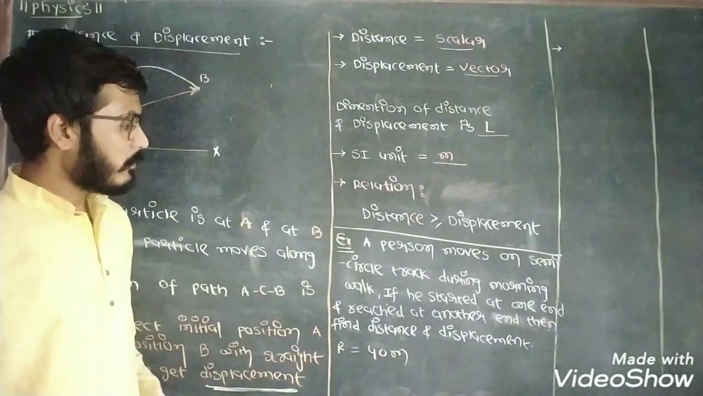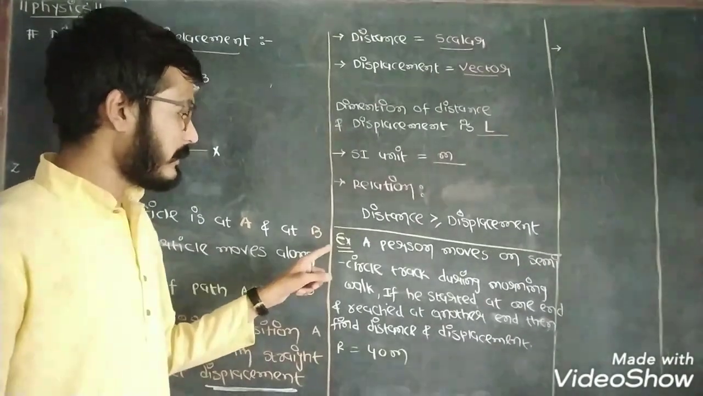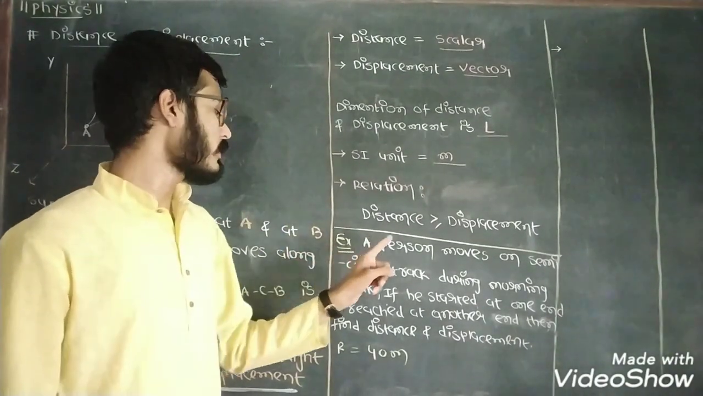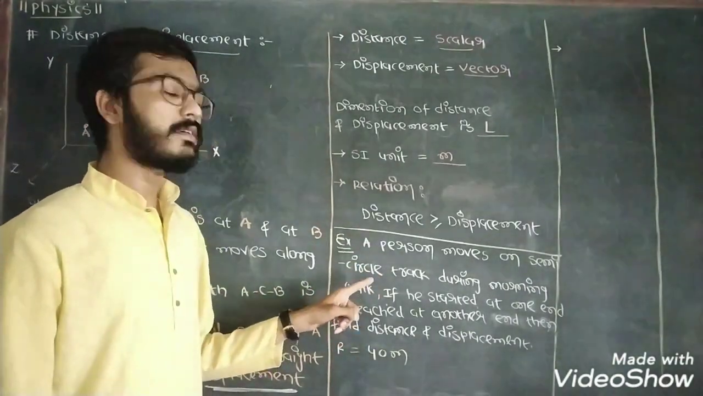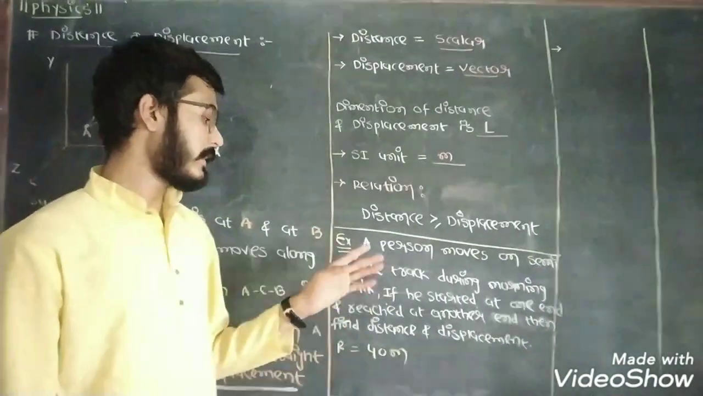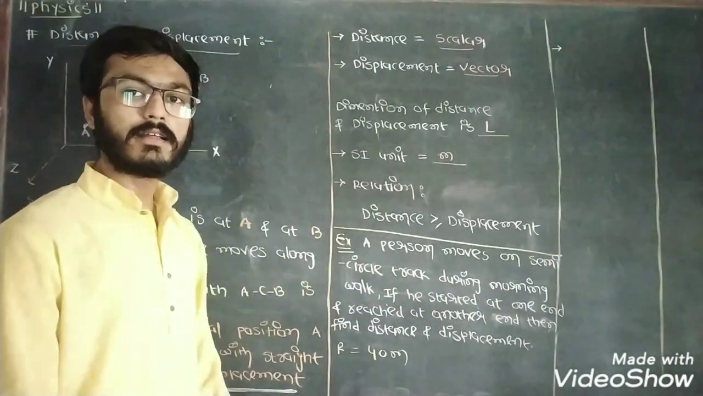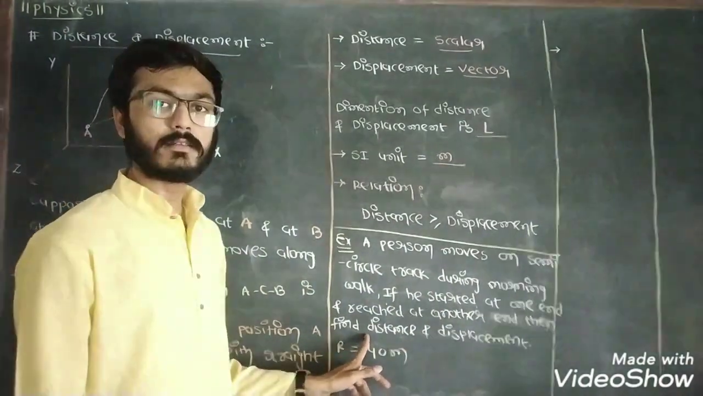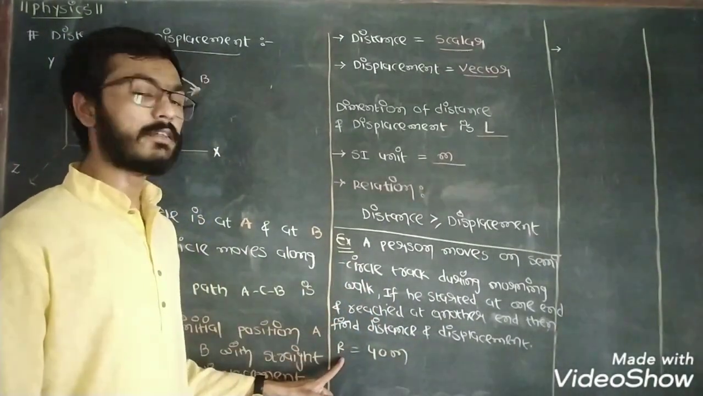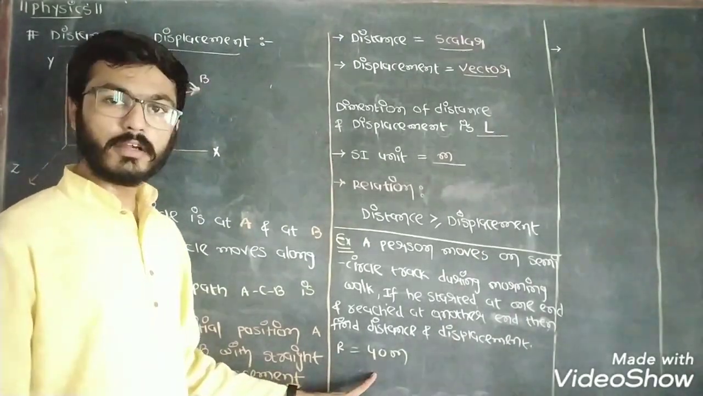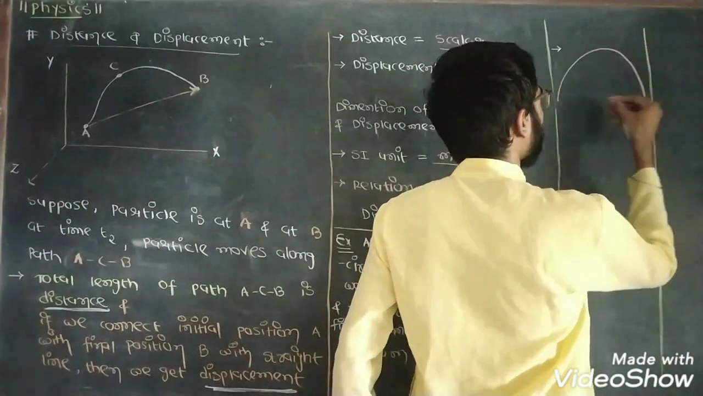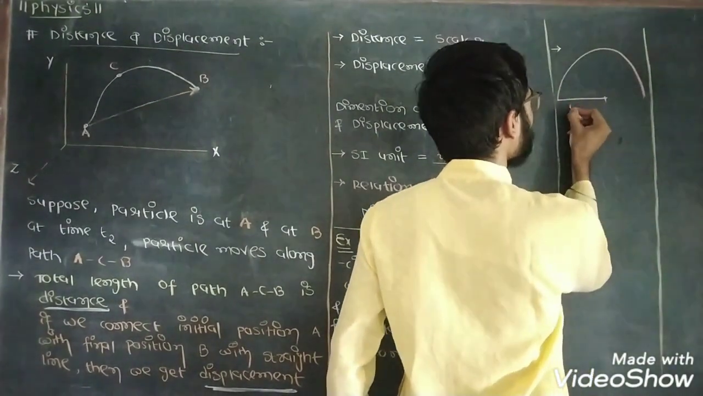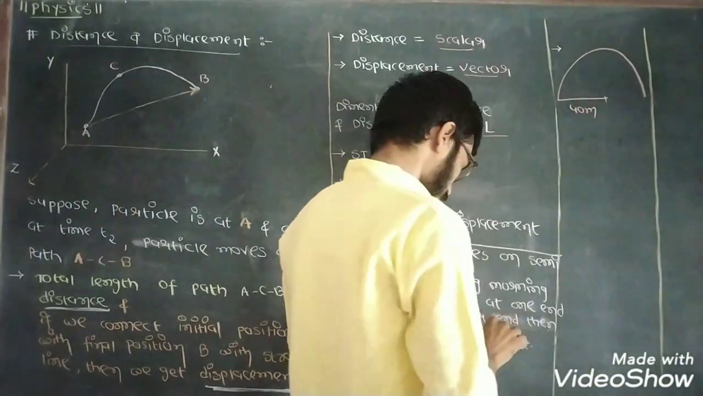Now we are going to take one example. Here the example is, if one person moves on a semicircle track during his morning walk, starting at one end and reaching the other end, find the distance and displacement. Here the radius of the semicircle is 40 meter.